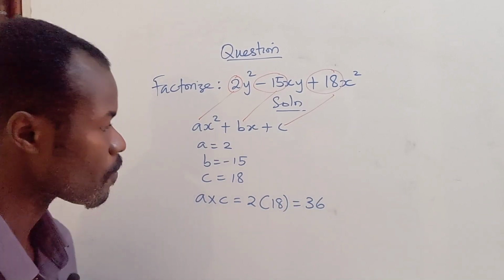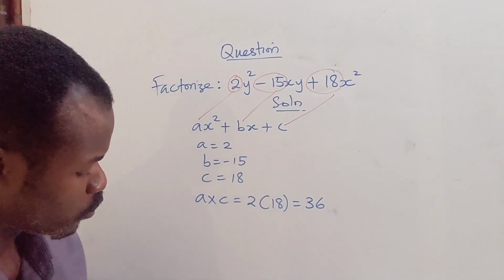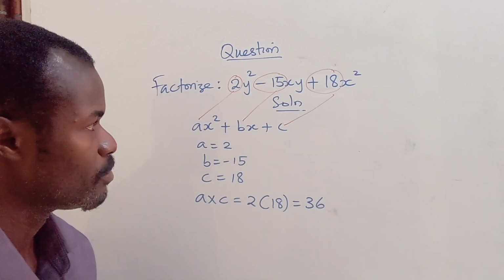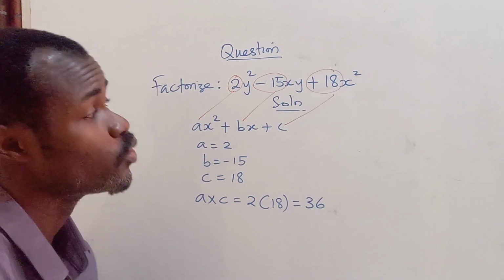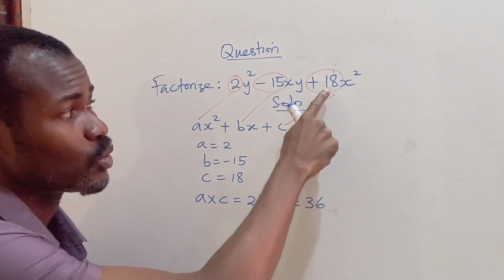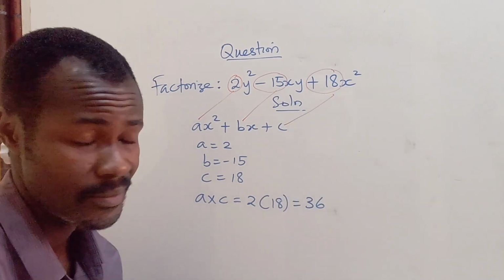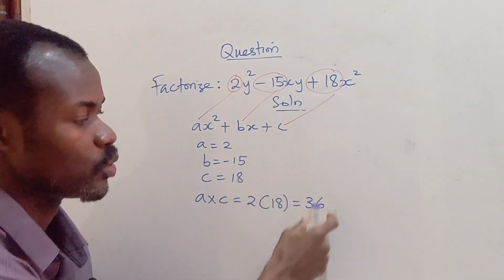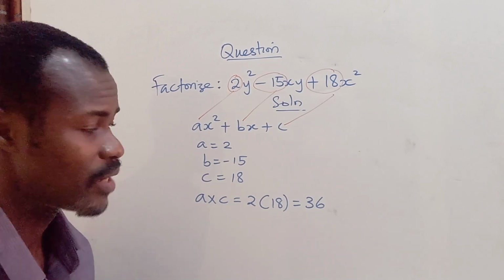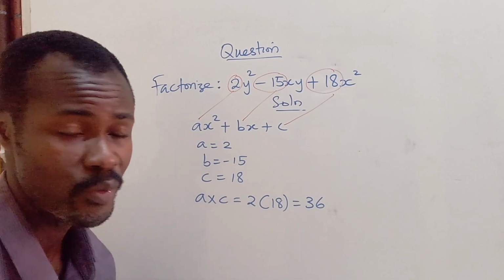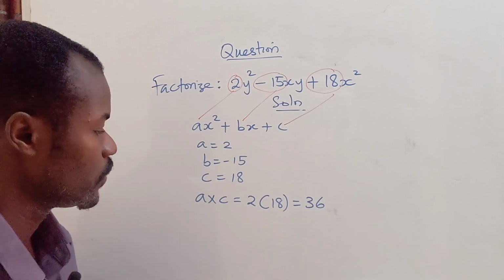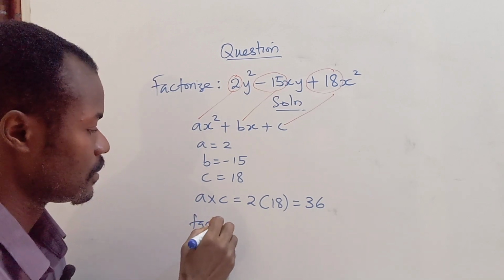36. Alright, so from this point, we want to look for two numbers whose sum is going to give us minus 15 and whose product is going to give us 36. Not 18, but 36. So what we are simply going to do is find the factors of 36.